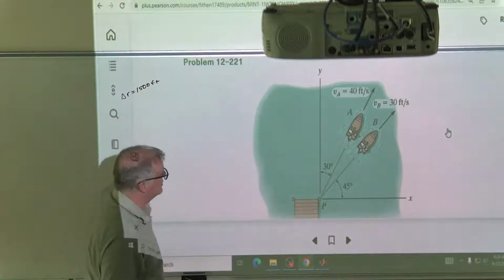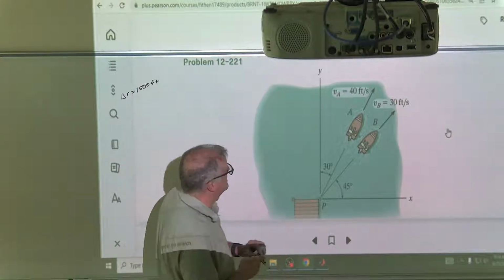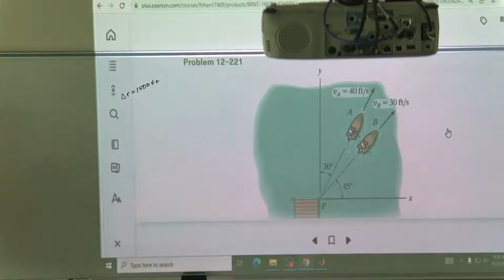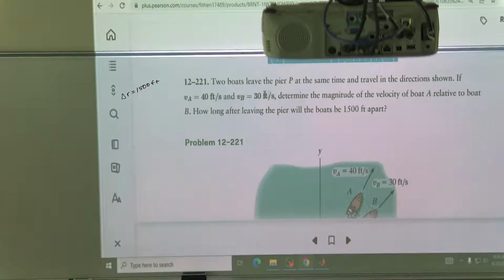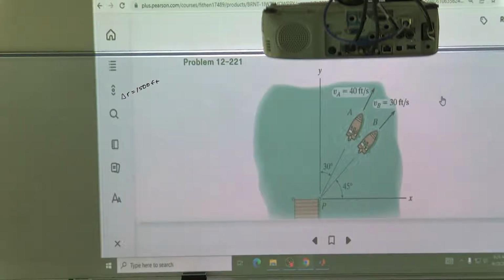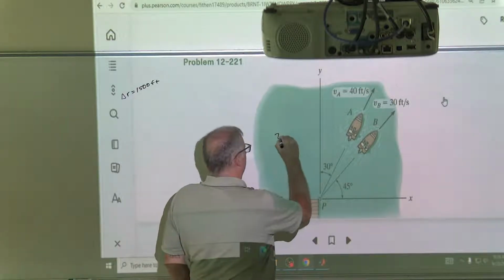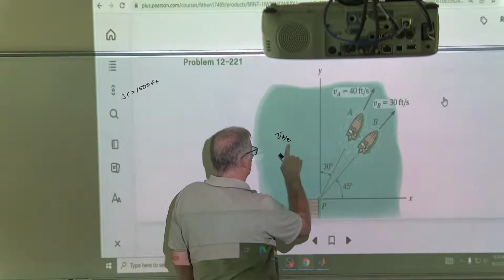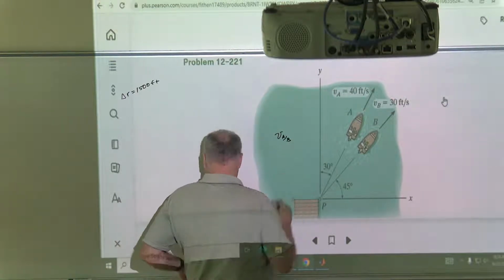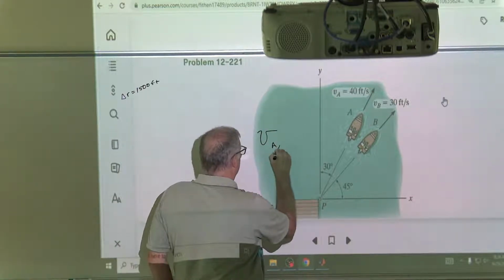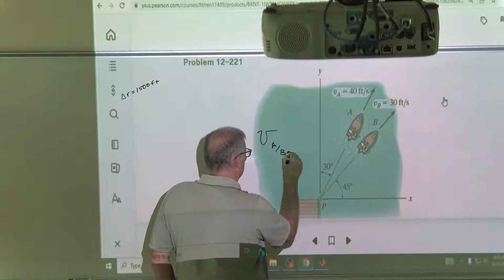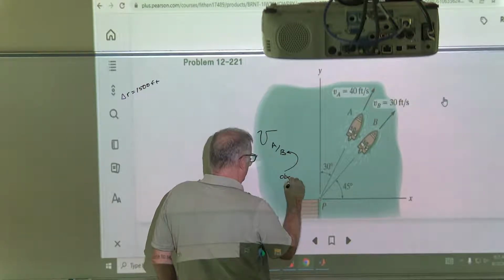Okay, so the boats took off. The first thing he wanted to know was the velocity of A relative to B. So determine the magnitude of the velocity of A relative to B. So if you're B, this is where, here, let me write that bigger. This is the observer.